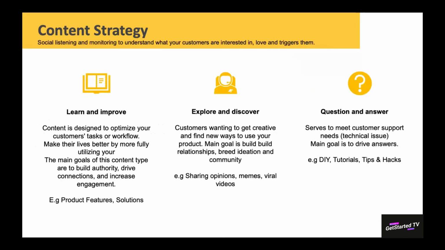So out of everything that we talked about earlier on, I would say that you can summarize the 3 different types of posts into 3 things. One, will your posts improve the lives of your customers? For example, is the content designed to optimize your customers' tasks or workflow? Will it make their lives better by utilizing it as well? And make sure that the main goals of this content are to build authority, drive connections, and increase engagement. For example, creating content about your product features, the solutions, and the benefits of why they should buy from you.